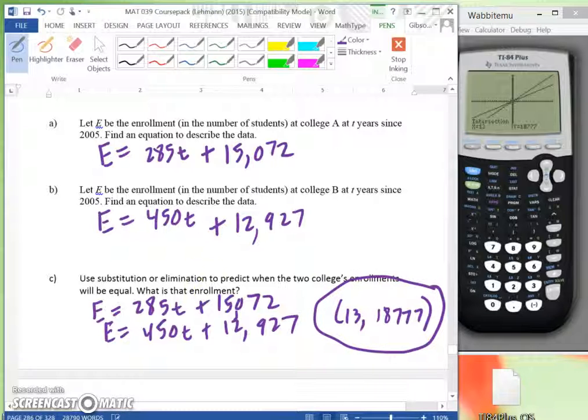So in 13 years, it says what is the enrollment? The enrollment is 18,777. That would be the final answer for C.